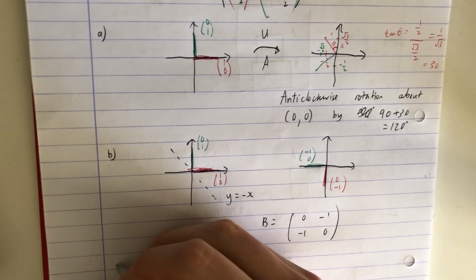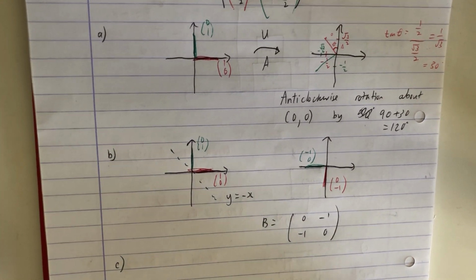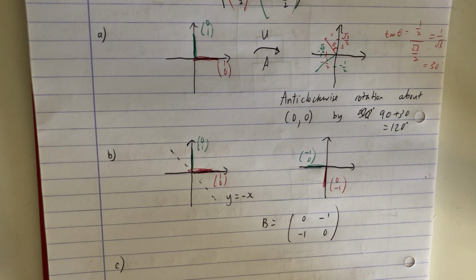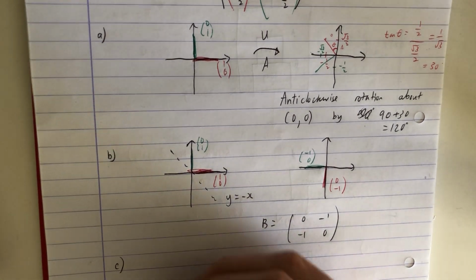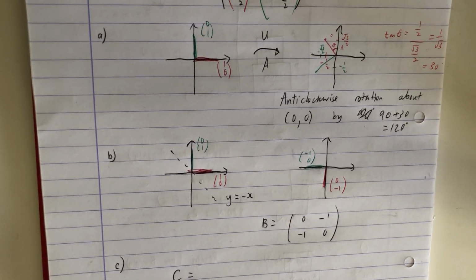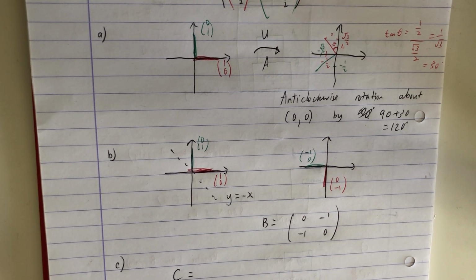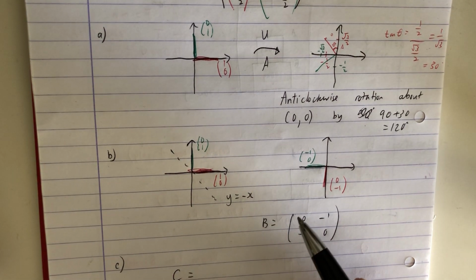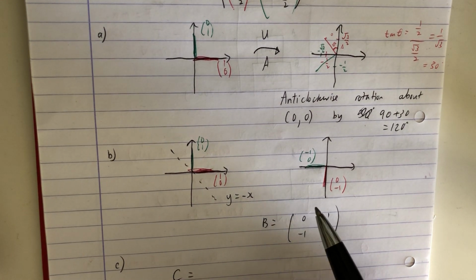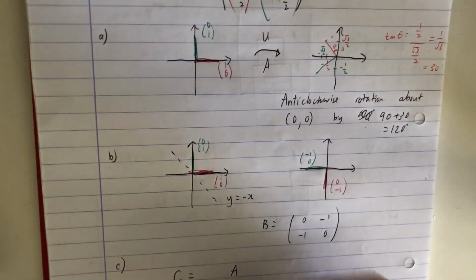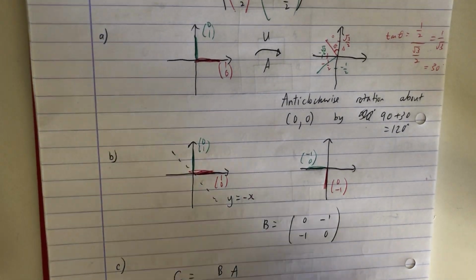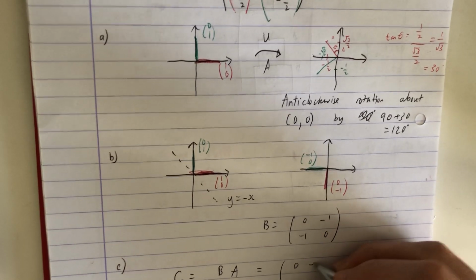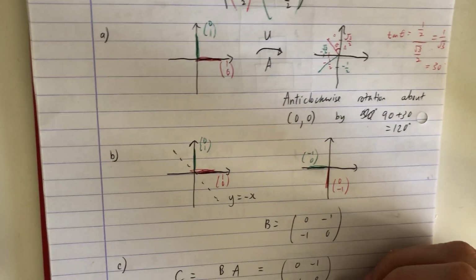Part C, given that U followed by V is the transformation T, which is represented by the matrix C, find the matrix C. So C is equal to U followed by V. So you have to do U first, and U was, which one was U? U was the first one, so A first, then B, so it's equal to BA. Bit of matrix multiplication.